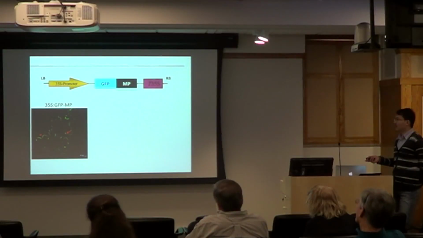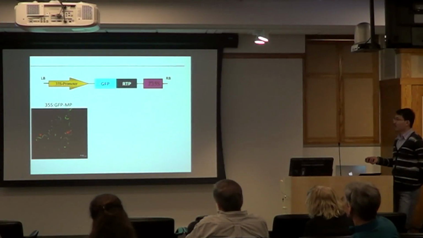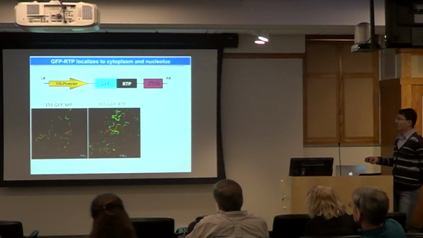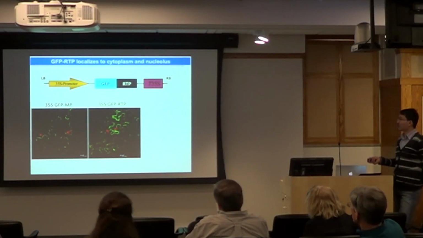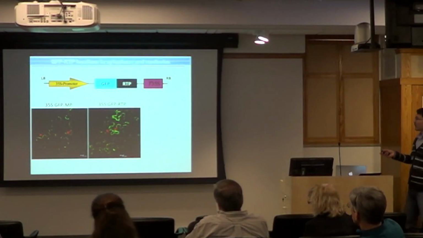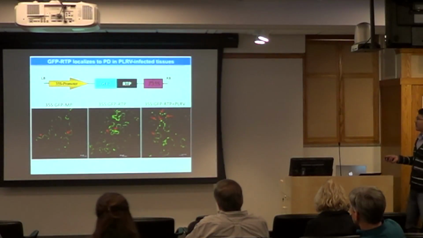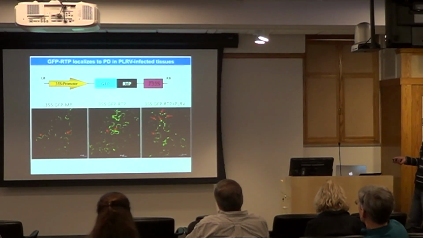When we expressed the RTP with the 30S promoter, we found that RTP can localize to the cytoplasm and also in the nuclear layers. However, when we expressed RTP with infection of the virus, the localization of the RTP changed. It switched to the plasmodesmata.